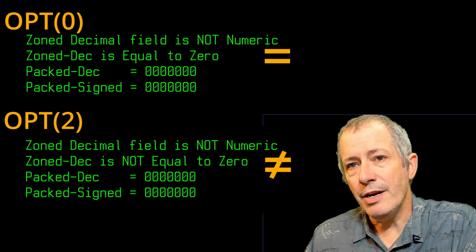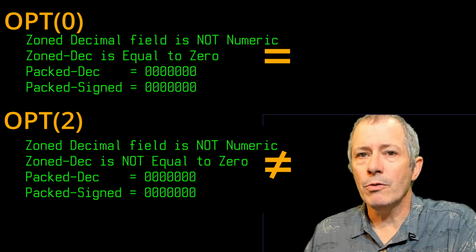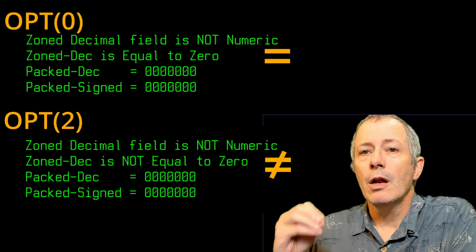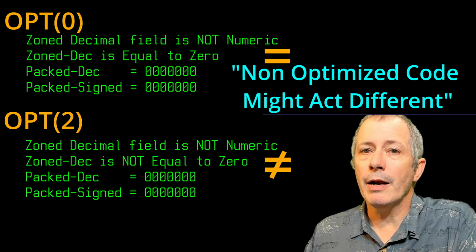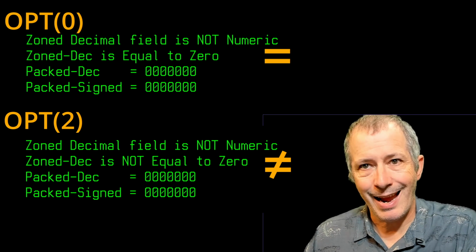I did another video on this situation, and I'm not going to go into details in this video. Look for my video titled Non-Optimized Code Might Act Different. As shown here, it can.